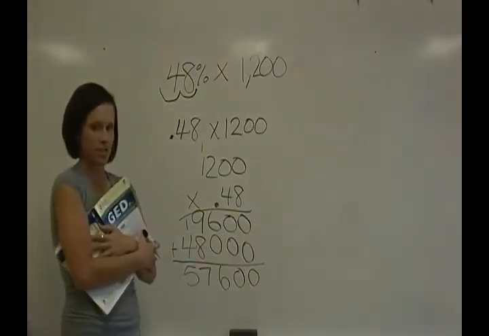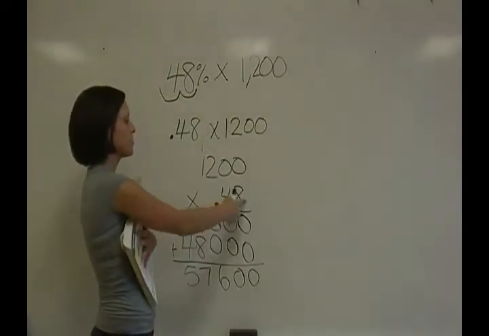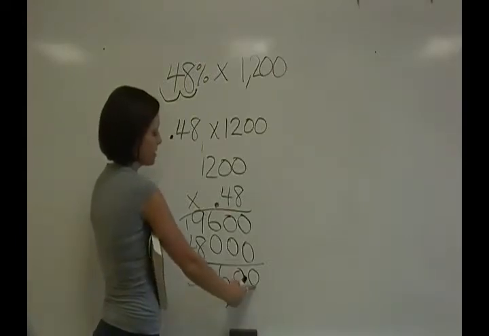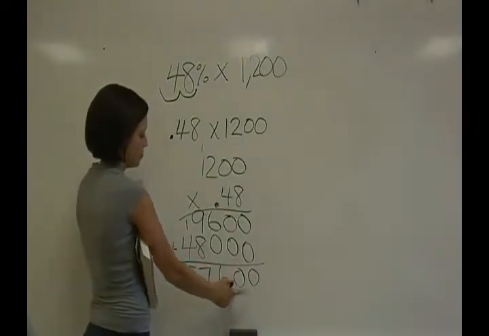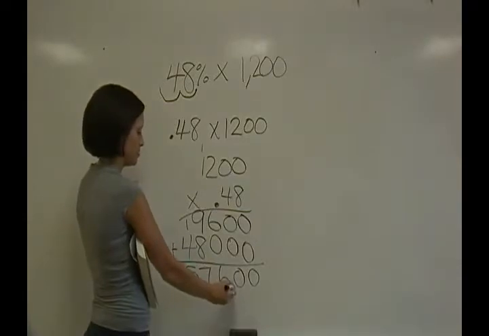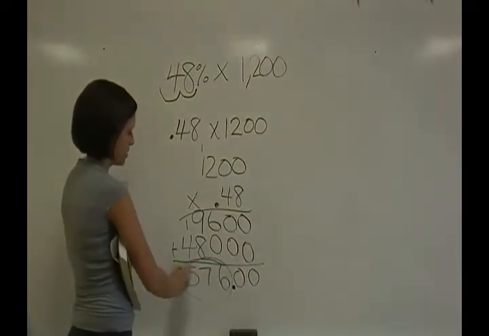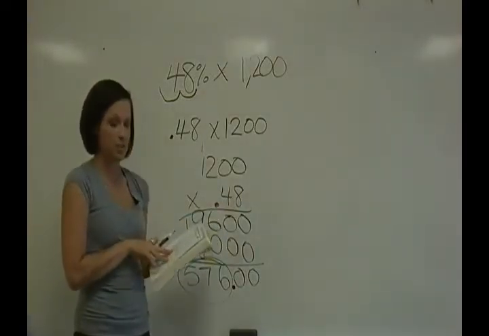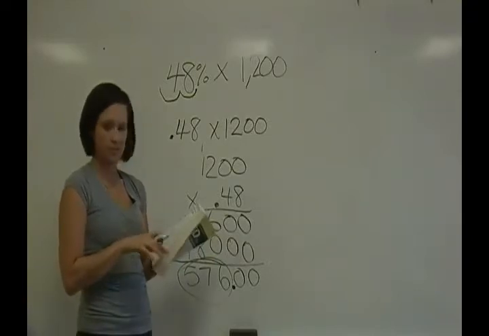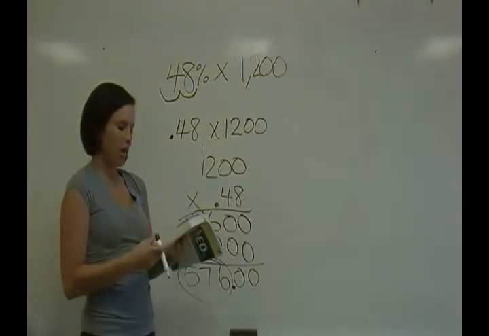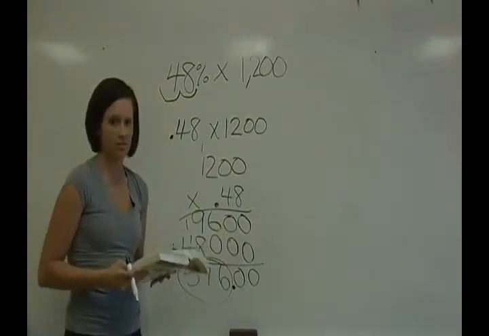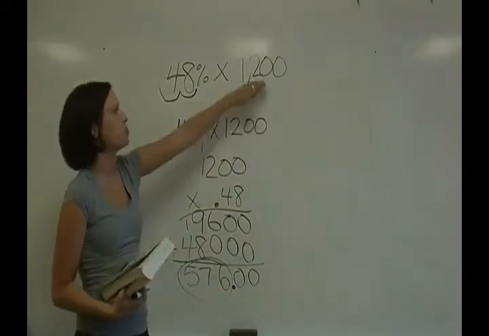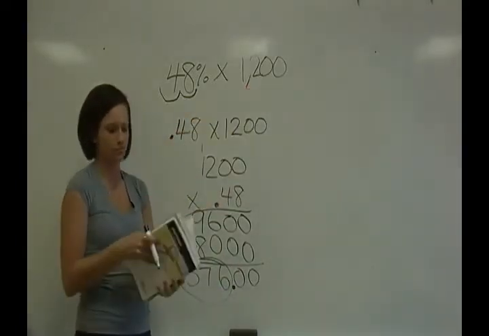Now, we still have to place our decimal. Here, we have 2 numbers behind the decimal, 1, 2. So we look at our answer and count from the right to the left 2 spaces, 1, 2, and insert our decimal. Our number is 576. So 576 of the students at Central High are males. Now, if they asked you how many of the students are females, then you would just subtract 576 from 1,200 to get the number of females.